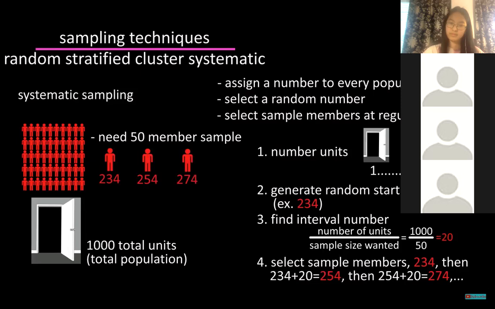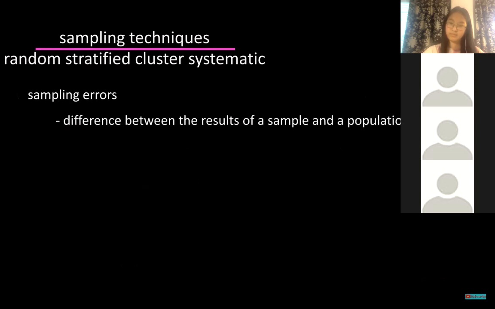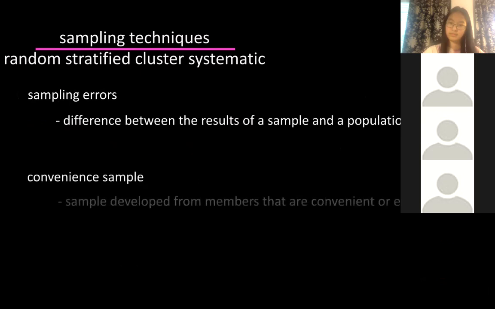This sampling method is easy to use if the population can be easily numbered. Another note, even when using the best sampling methods, a sampling error, which is the difference between the results of a sample and a population, can occur. And there is one other sampling method called a convenience sample, where a researcher develops a sample from members of the population that are easy to get or convenient. Many times these samples lead to biased results.